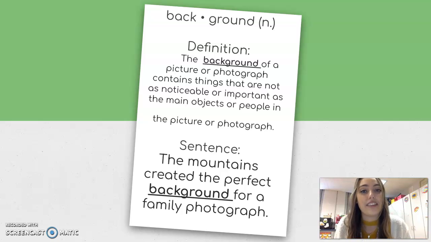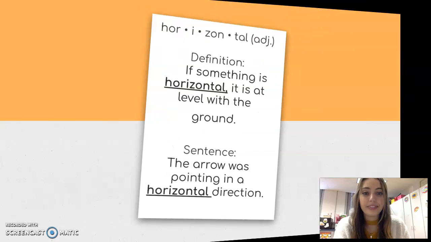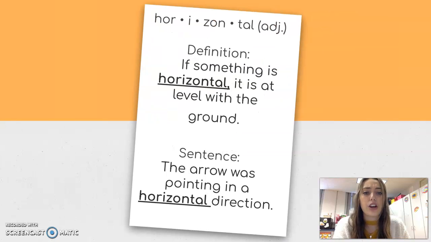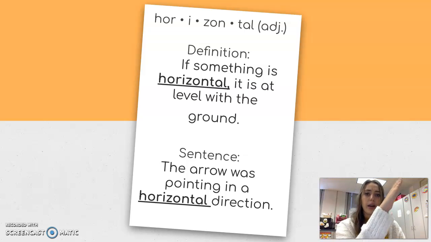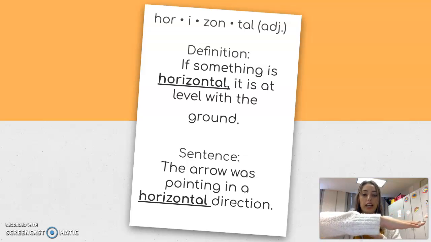Now our last word of today is horizontal. Now I'd like y'all to think what horizontal might mean. Horizontal. If something is horizontal, it is level with the ground. An example used in a sentence is, the arrow is pointing in a horizontal direction, meaning that the arrow is not pointed sideways or down, it's level with the ground, pointing in a horizontal direction.